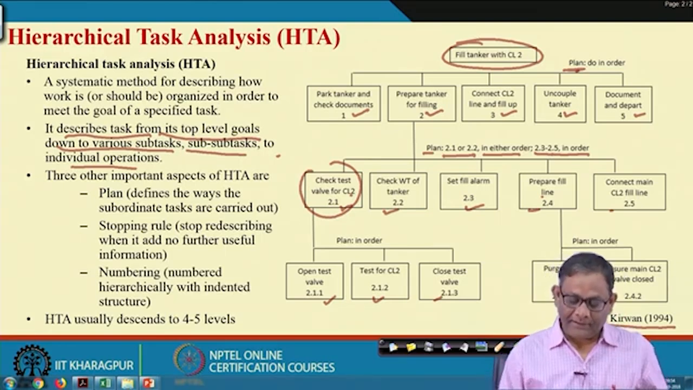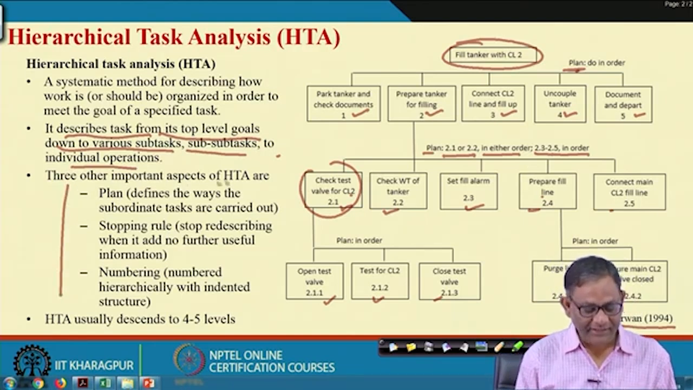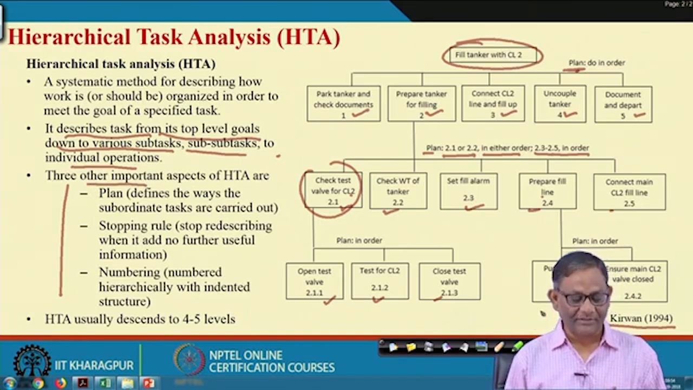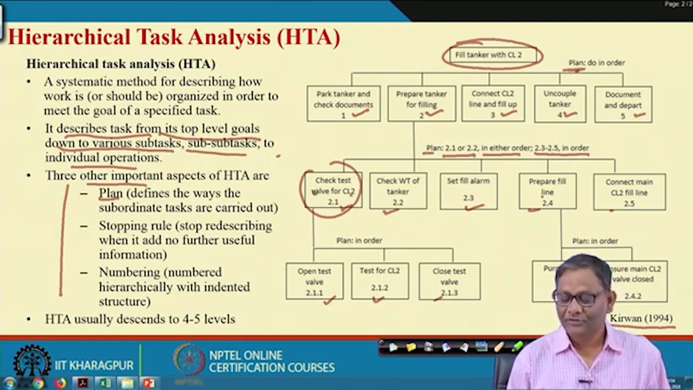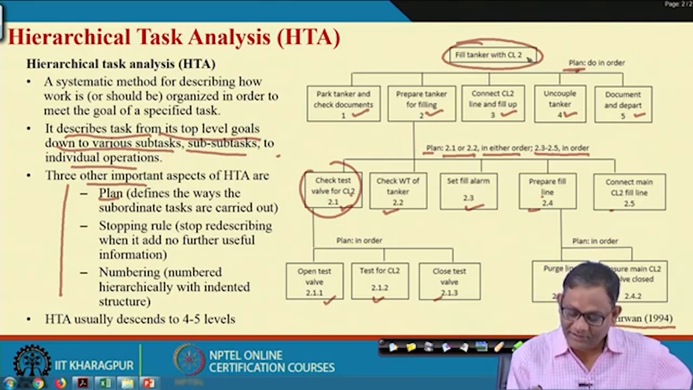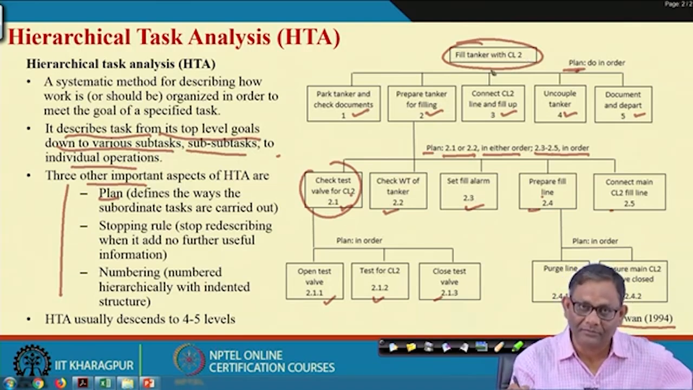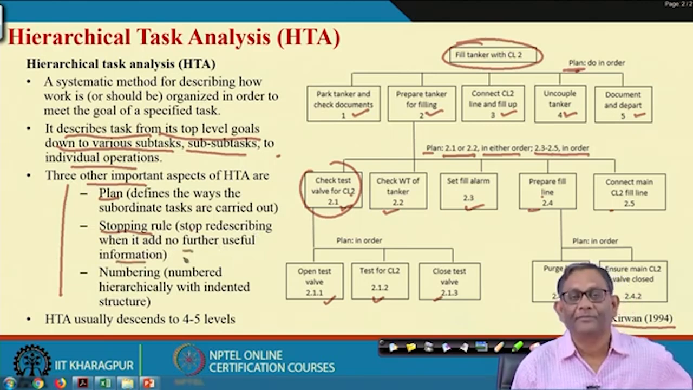So this one, if you clearly observe, there are three important aspects. First one is the goal down to the individual operation level. The other important aspects: one is plan. Define the ways subordinate tasks are carried out. So if I say fill tanker with Cl2 is the primary main task, then plan how the subordinate tasks will be carried out to do this main task. Then there is the stopping rule. Stop redescribing when it adds no further useful information.